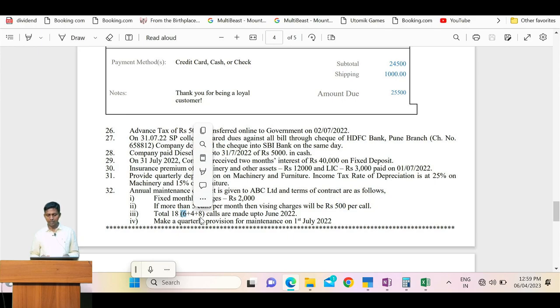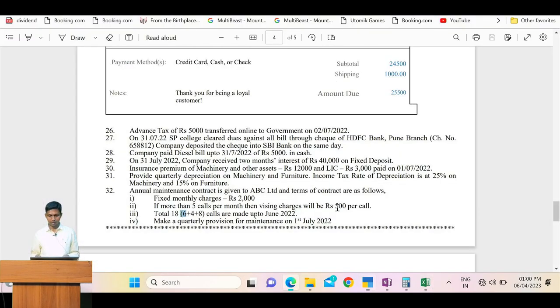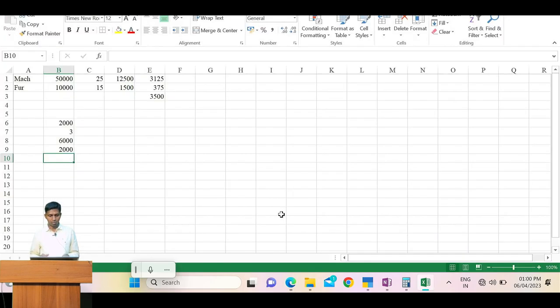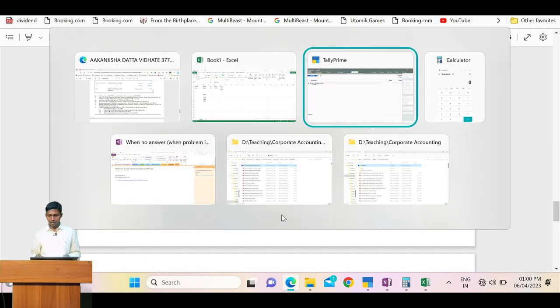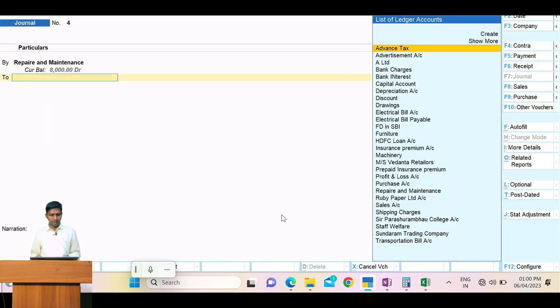Here you must pay 3 extra calls, 1 plus 3, 4 extra calls, that means 500 into 4 extra calls, 2000 rupees for extra calls. Fixed 6000, and for extra calls 2000, that means you must provide total 6000 plus 2000, 8000 rupees. Say 8000 here, repair and maintenance.